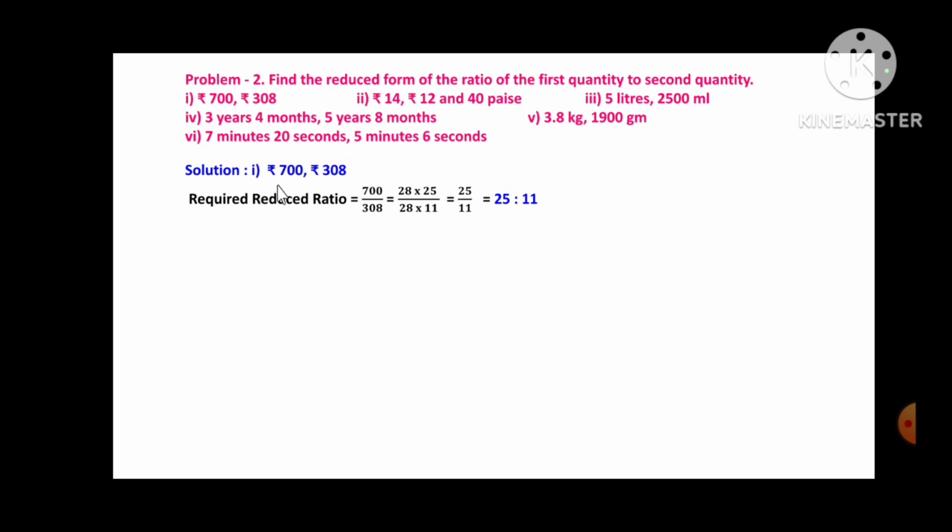No conversion is needed. So required reduced form will be 700 upon 308. 700 can be written as 28 into 25 and 308 can be written as 28 into 11. 28 gets cancelled. You are getting 25 upon 11. That could be written as 25 as to 11.